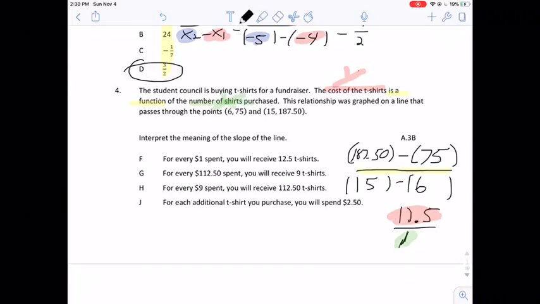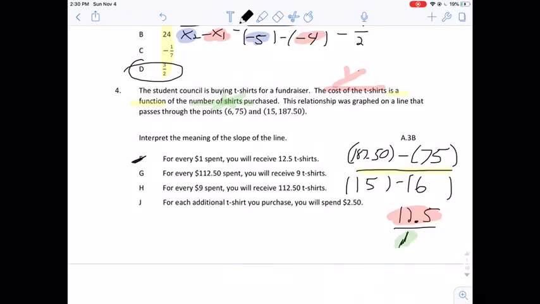The first one says, for every $1 spent, you'll receive 12.5 t-shirts. On the slope, that's shirts, and the 12.50 is money. No, that doesn't work because it's completely the opposite. So F is not the answer.